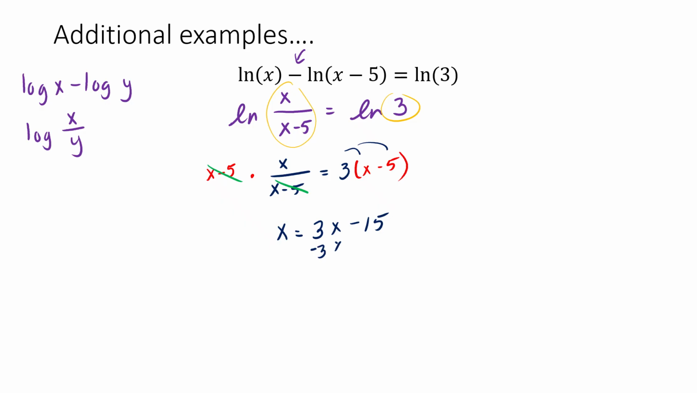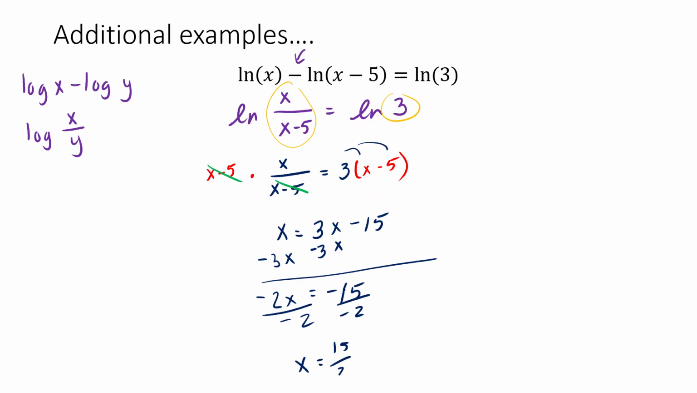Go ahead and subtract 3x from both sides. You can also, of course, subtract x from both sides and add 15. And then divide both sides by -2. And a negative divided by a negative is going to give me a positive, or you could use the decimal there. And then we again want to make sure, we're going to do a quick check of that.